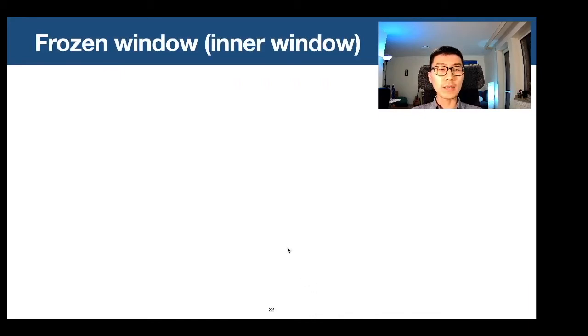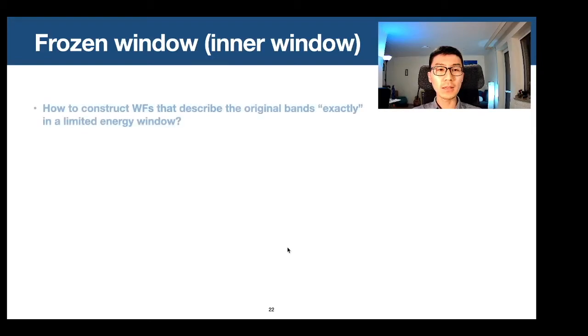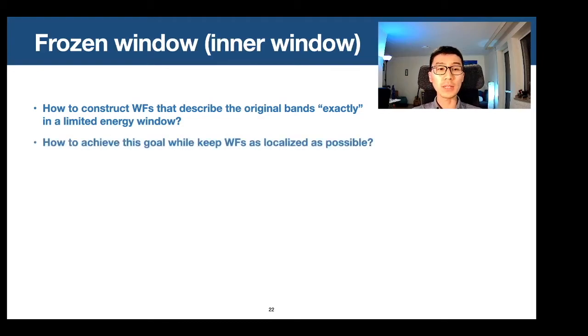And finally, there is also a concept of the frozen window. The main idea is that sometimes we want to construct Wannier functions that describe the original bands exactly in a certain energy window. If you are dealing with transport effects, you want your Fermi surface to be exact, for example. The problem is then to achieve this goal while keeping the rest of the Wannier functions as localized as possible. How do we do that?